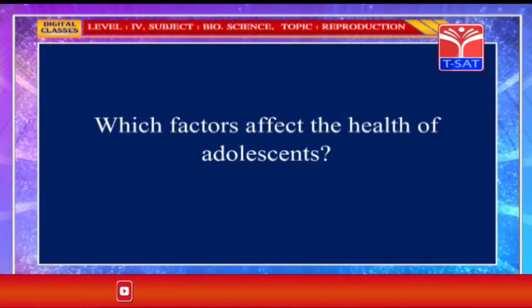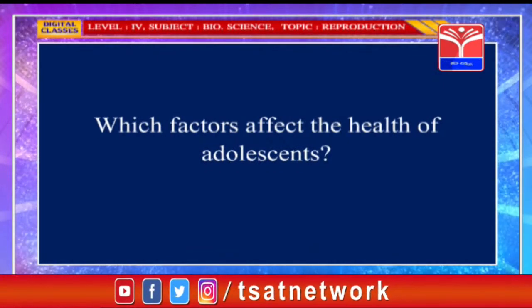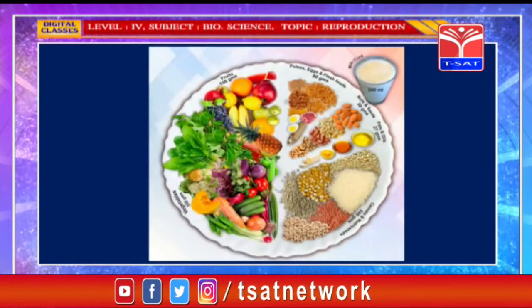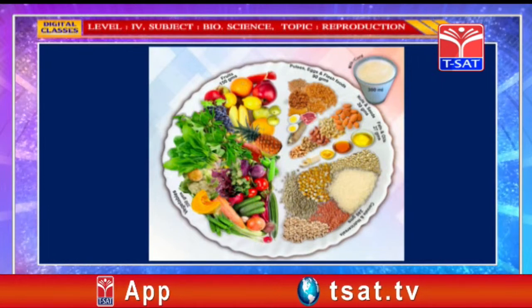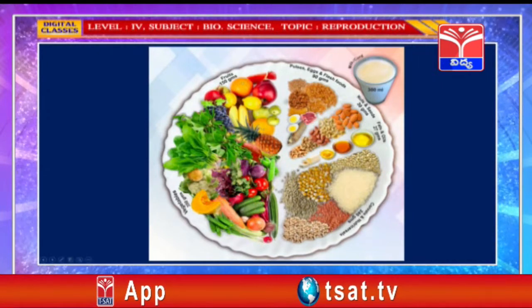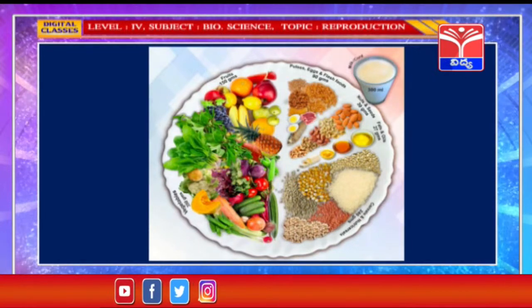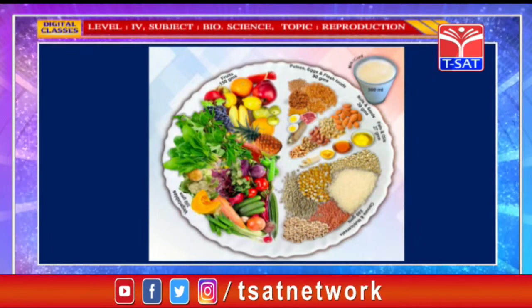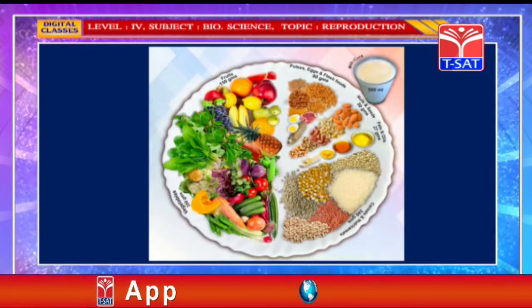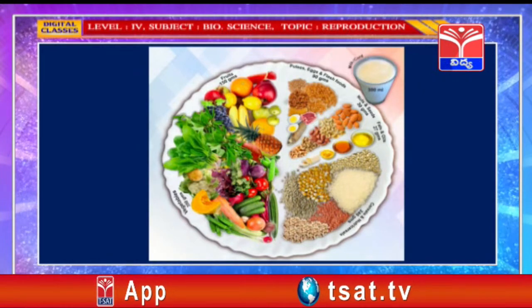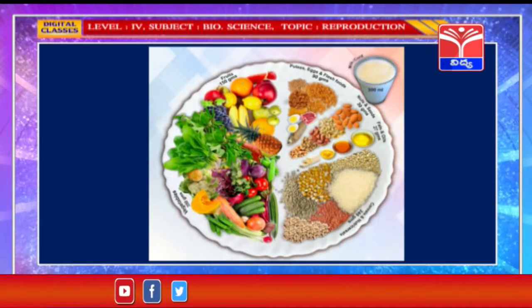Which factors affect the health of adolescents? The health of an adolescent is affected by a balanced diet, hygiene and physical exercise. Balanced diet is very important because their body parts, muscles and bones are growing. So they need more carbohydrates, proteins and nutrient rich food. If they eat only junk food, it may lead to ulcers, obesity, hypertension and diabetes. Excess production of oil in the body may lead to skin problems also.